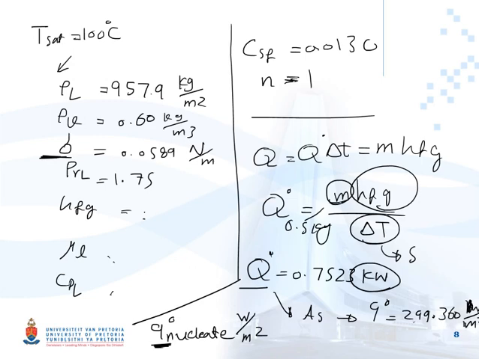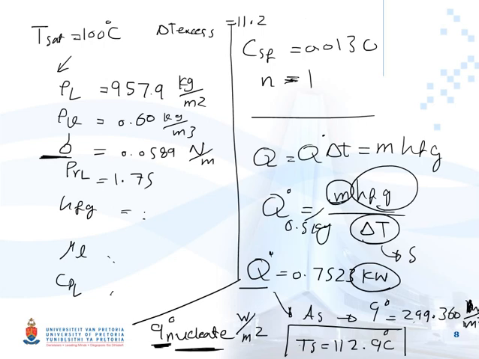So we put this one as nucleate, it's the same, and we can find Ts to be 112.9 C. So now let's check and see if our first assumption was right. Yes, so delta T excess is equal to 11.2, which is between 5 and 30. So our first assumption that the boiling is nucleate boiling was correct.